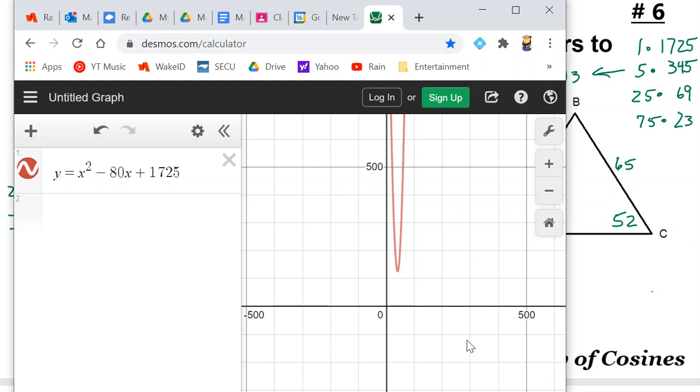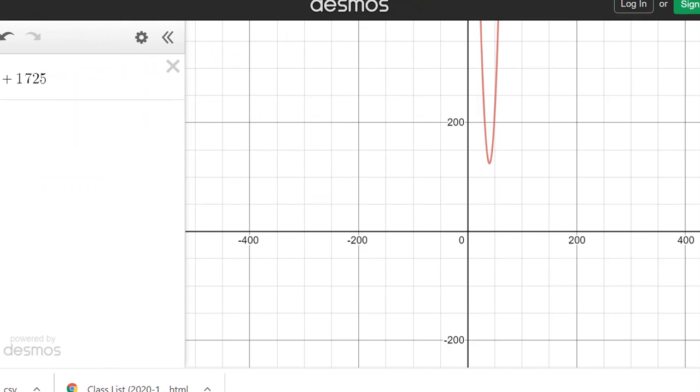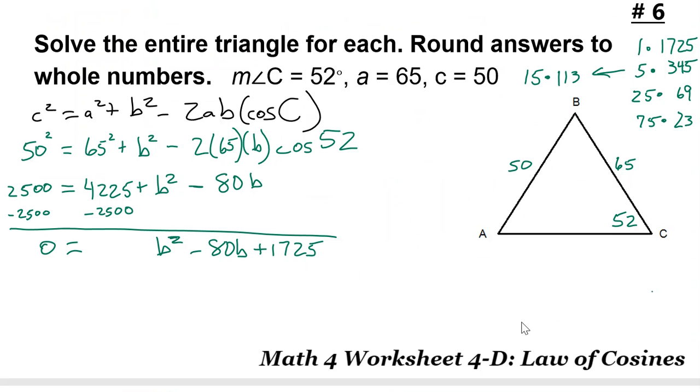What does that mean? That means that if there were any real solutions to this thing, they would be wherever the parabola crosses the x-axis. And because it's not crossing, that's because there are no real solutions to this thing. So the problem is going to be that there is no real solution to this.